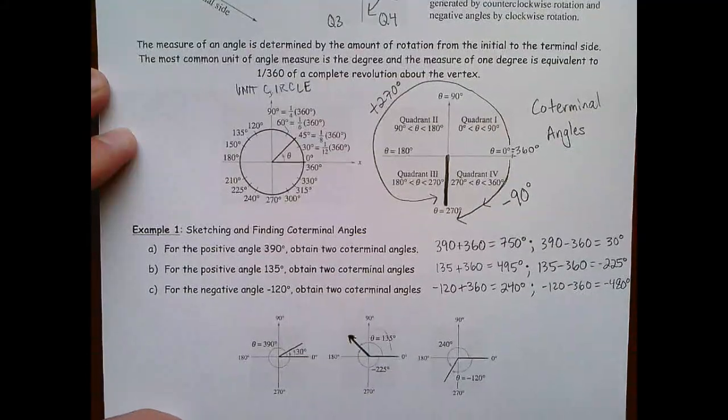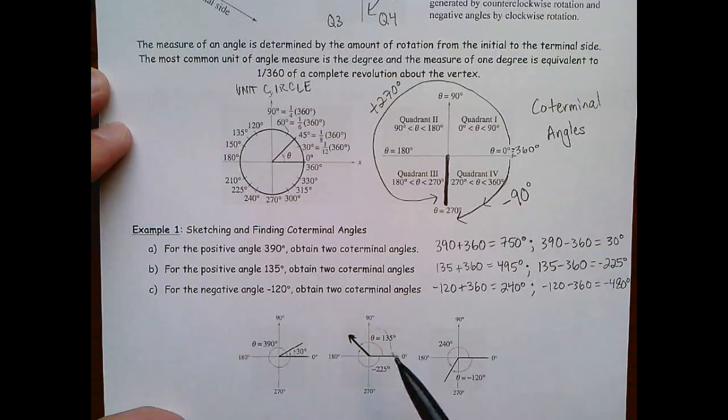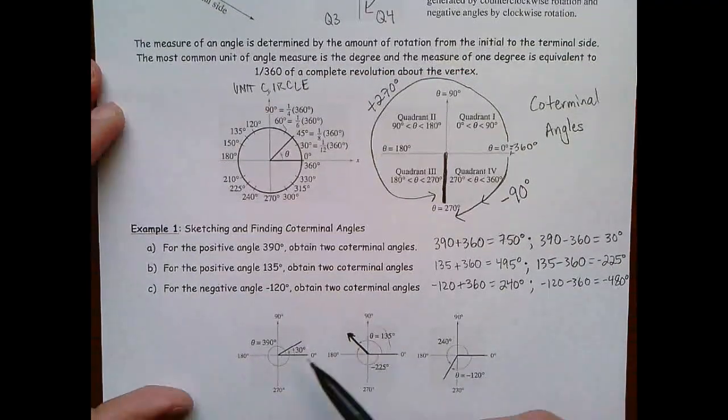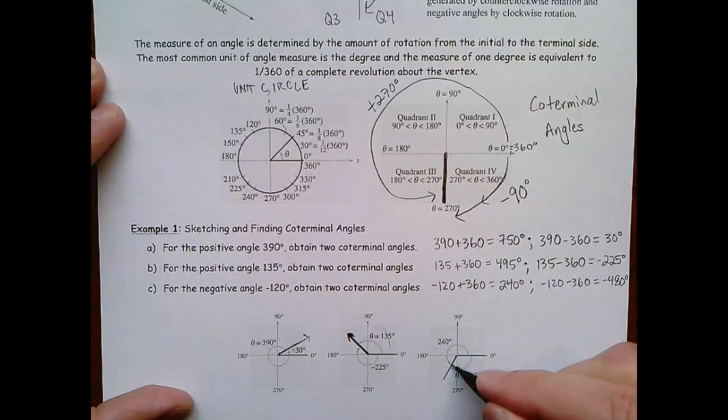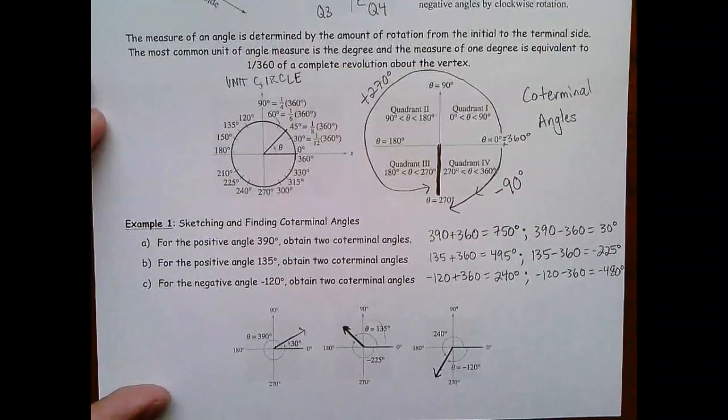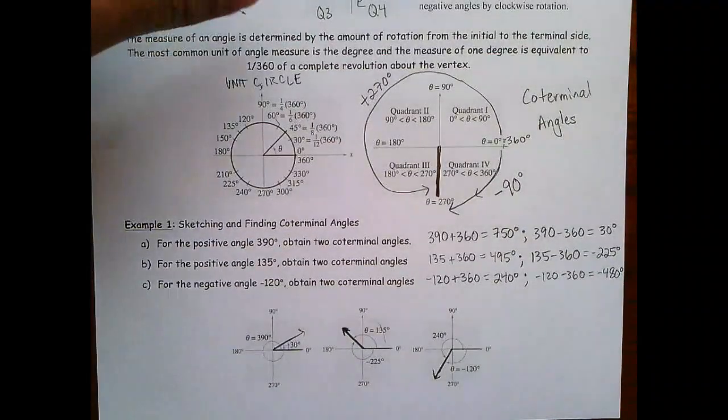So not too bad, guys. I would sketch them, but sketching would give us exactly the same place. Again, if I'm traveling in the positive direction, I'm traveling counterclockwise, and if I'm traveling in the negative direction, I'm traveling clockwise. I would sketch them, but they would literally end up here as well. So coterminal just means ends in the same place. All right, guys, there's example 1.